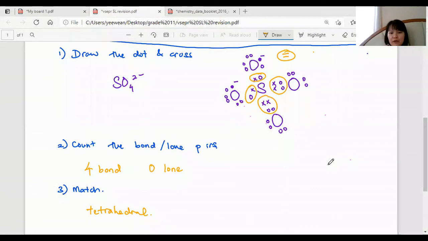In our drawing here, the dot and cross, it's shown that sulfur has expanded its octet because there are more than 8 outermost electrons here. Let's count: 1, 2, 3, 4, 5, 6, 7, 8, 9, 10, 11, 12 outermost electrons. So sulfur has expanded its octet. But let's say a student decides to draw one that doesn't expand its octet, so I'm going to delete these.